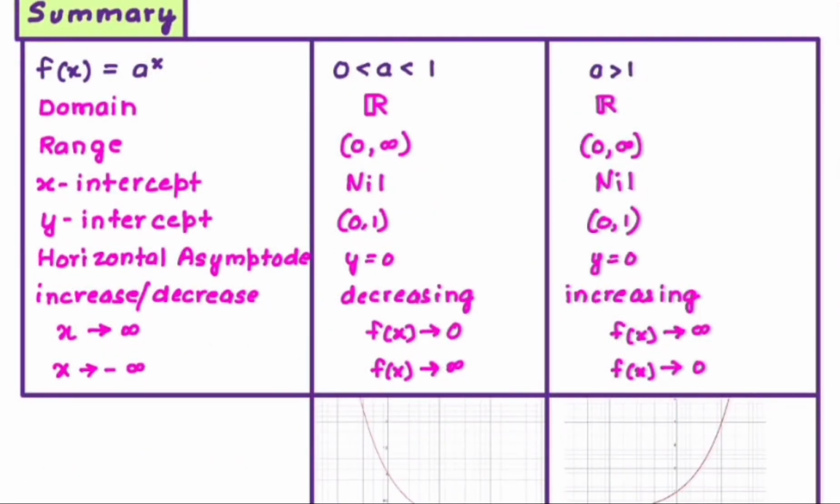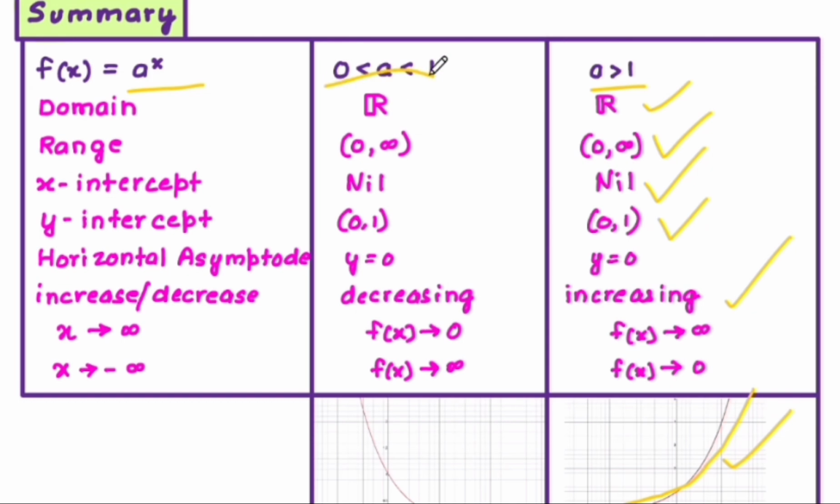So let's just summarize. If your function is a raised to power x, and when your a is greater than 1, domain will be any real number, range will be any positive number, that is 0 to infinity. There will be no x-intercept, y-intercept will be from 0 to 1. And this is how the graph will look when a, your base, is greater than 1. And it will be an increasing function. By the graph only you can see that it is an increasing function.